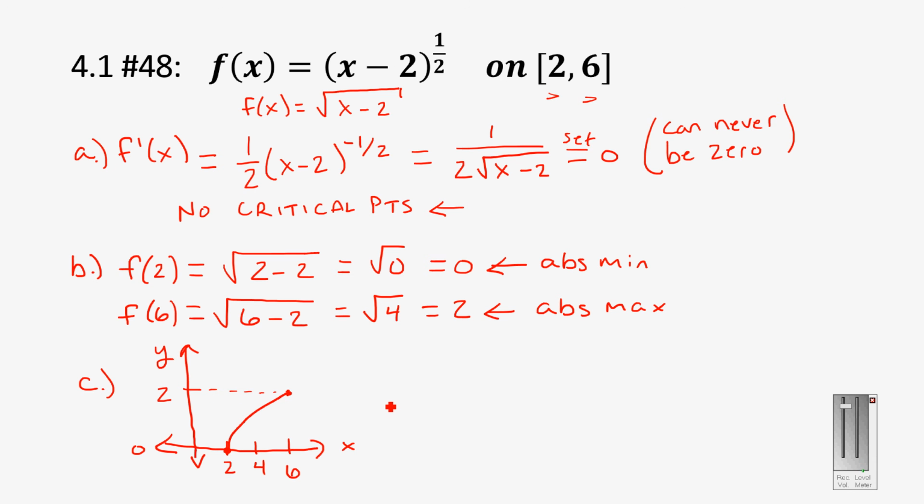Oh, excuse me. Yeah, that's right. So f of 6 equals 2. So this all looks great. So this just confirms, based upon the graph that I got out of Desmos, that this indeed was an absolute maximum, and this indeed was an absolute minimum.